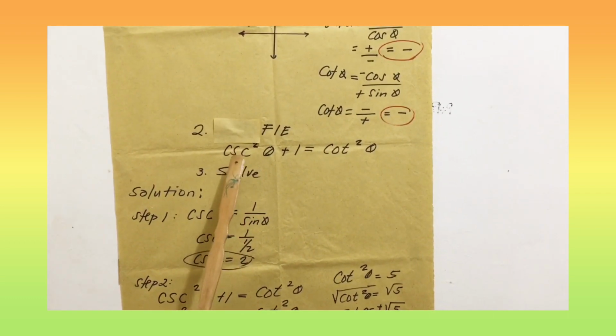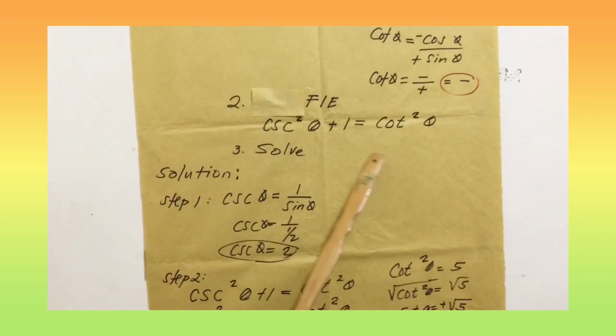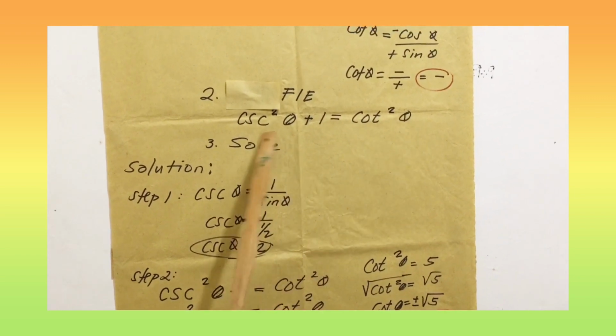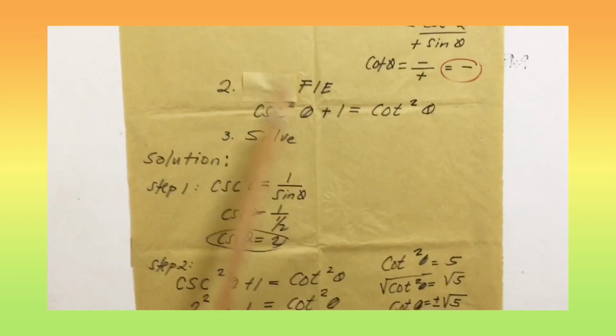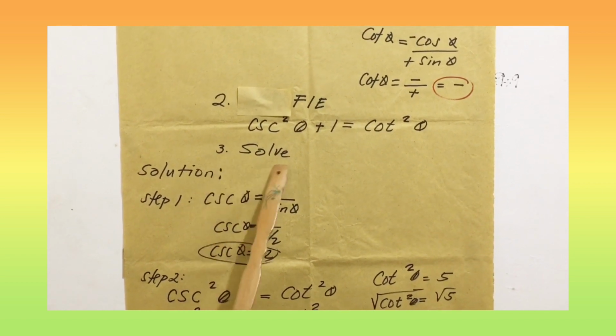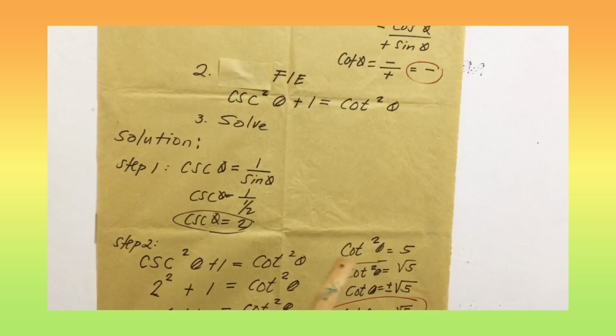Okay, our next procedure, number 2, is to determine the fundamental identity of the trigonometric functions. For example, cosecant squared theta minus 1 equals cotangent squared theta. These are the identities that we are going to use in this kind of problem, and we're going to solve now, knowing the first and second procedures.